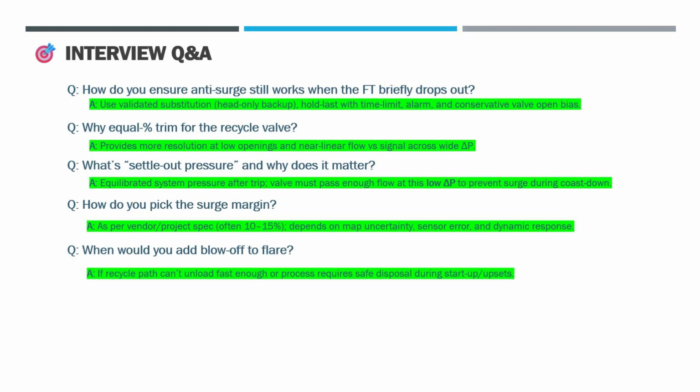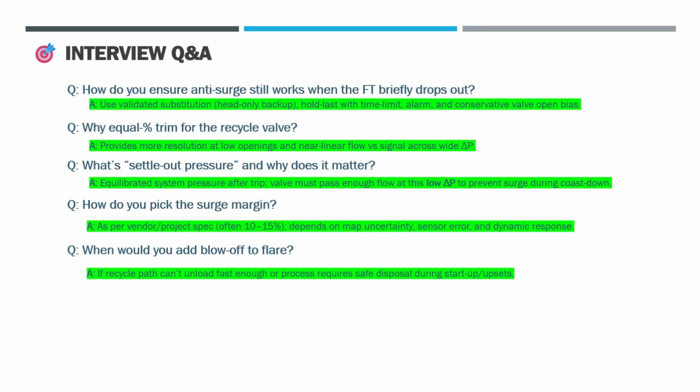Interview Q&A. How do you ensure ASC works if the flow transmitter fails? Use backup head-only control, hold last strategy, alarm, and bias the valve open. Why equal percentage trim for recycle valves? It gives finer resolution at low openings and near linear flow versus signal.